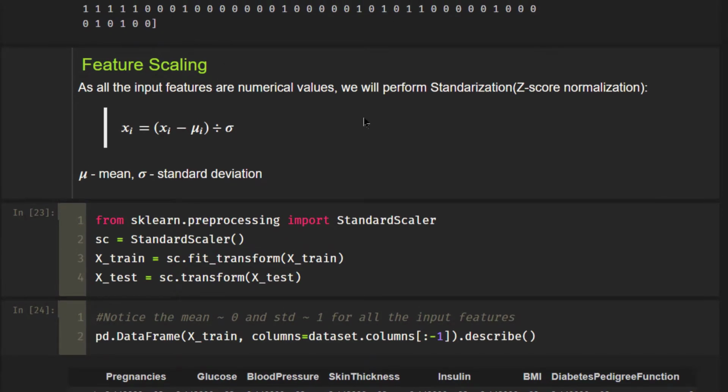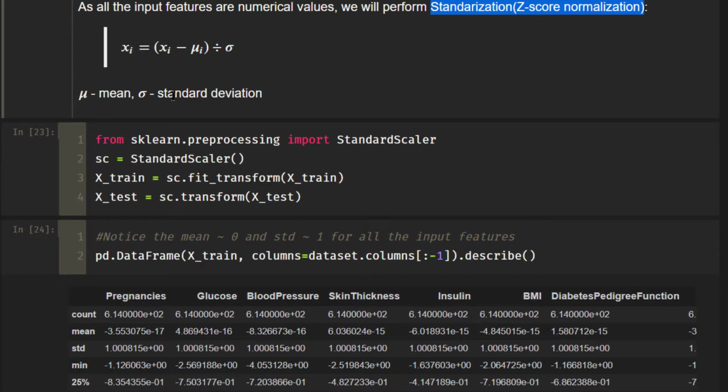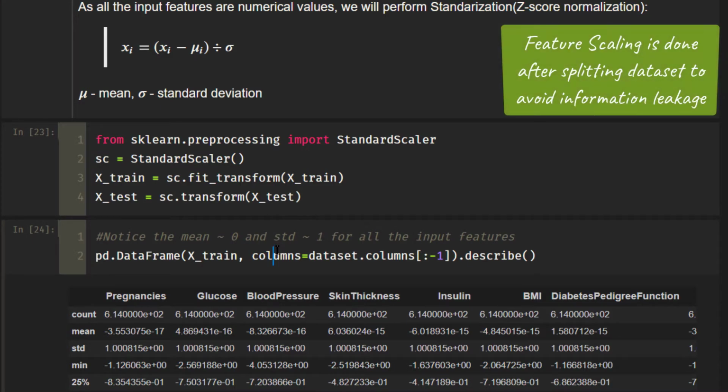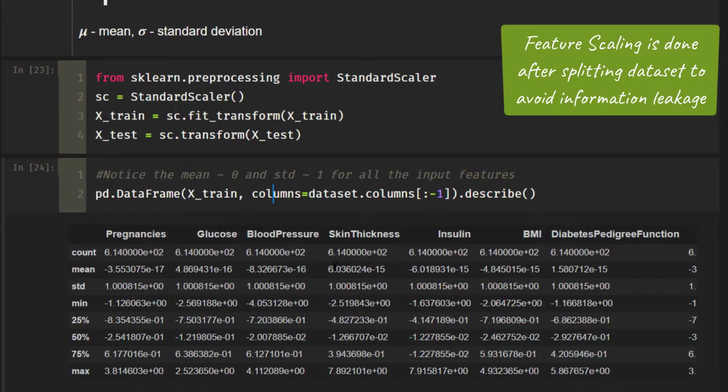There are various types of feature scaling. There is standardization, there is normalization, and some different variants. But the most common way is standardization, or z-score normalization. What we basically do is, for every feature, we fit a standard Gaussian distribution. That's the idea. That's what this is doing.